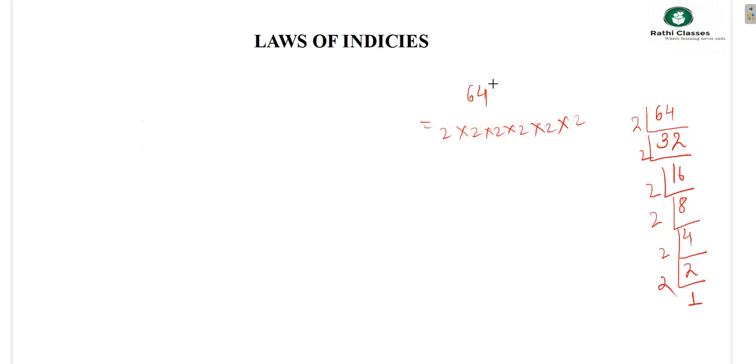So if I take the factors of any number, instead of representing this in terms of multiplication, I can simply write it as 2, since 2 is being used 6 times, so it will be 2 power 6. So how have I written 6? There are certain properties to it that we'll be discussing.